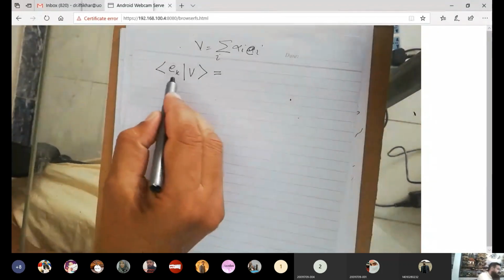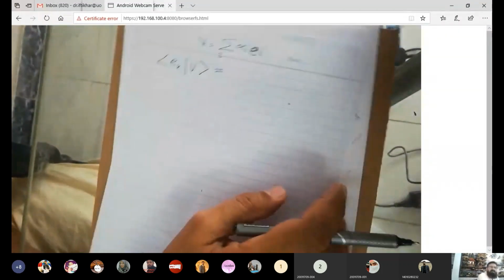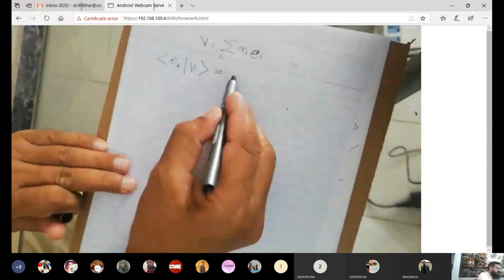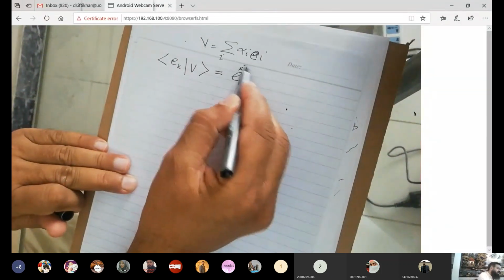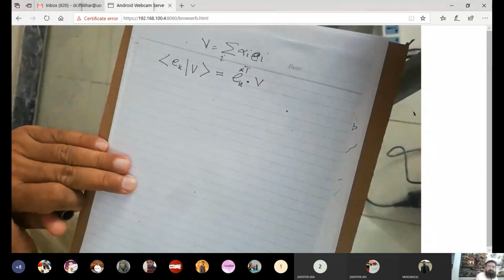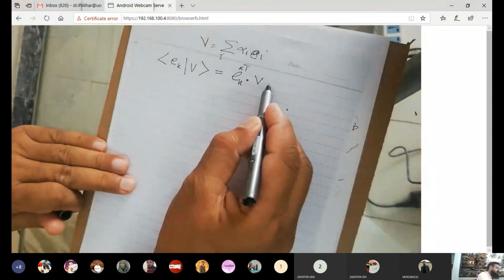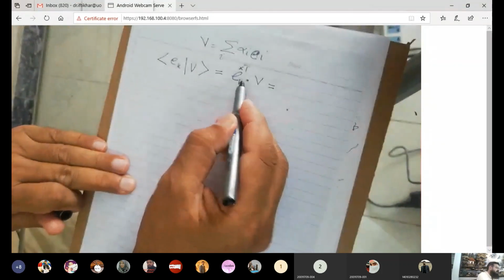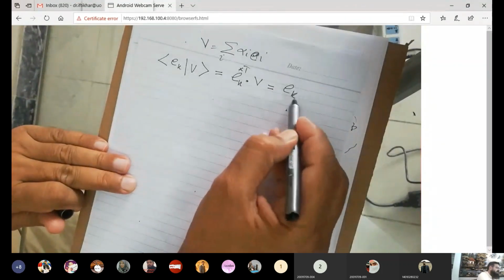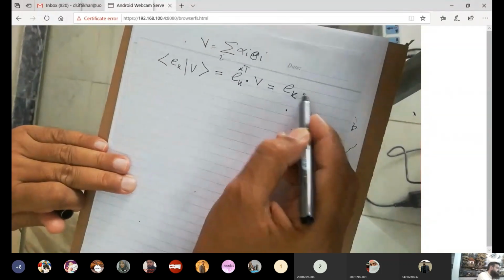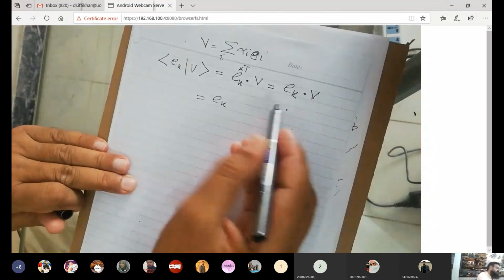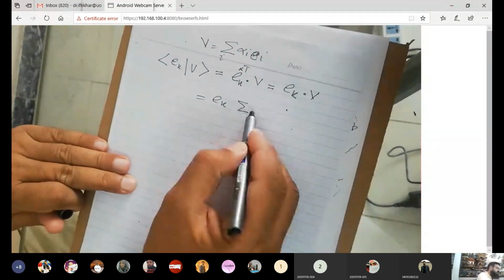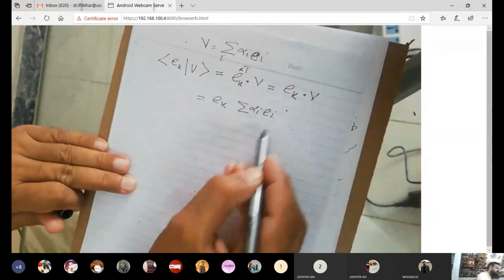So how can we write e_k inner product with V? You can take e_k star transpose into V. Then again, e_k star transpose is also equal to e_k into V. So you can put V equal to sigma alpha i e_i.